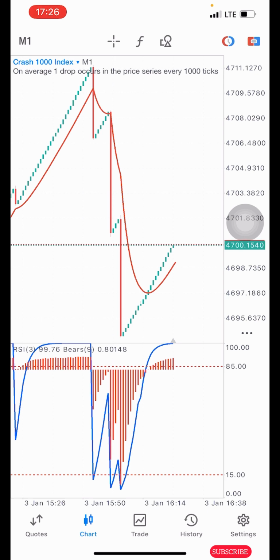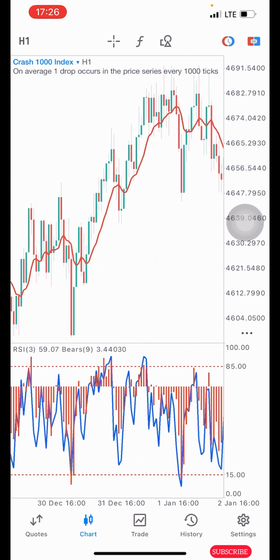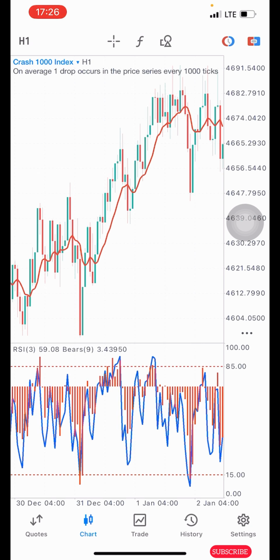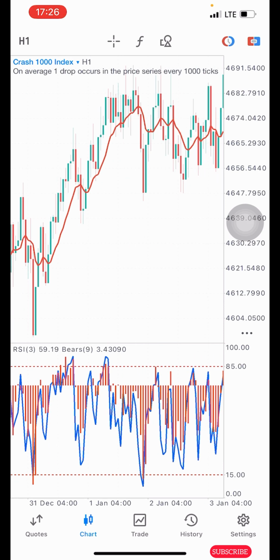It's also advisable that you analyze from the higher time frame to make sure that you are in the right direction. For example, on crash, you want to be looking for buy entries only, and then on boom you want to be looking for sell entries only. Whenever you check your 1 hour time frame, you need to make sure that you are in the same direction. The overall trend of the market is the same direction which you want to be buying to.